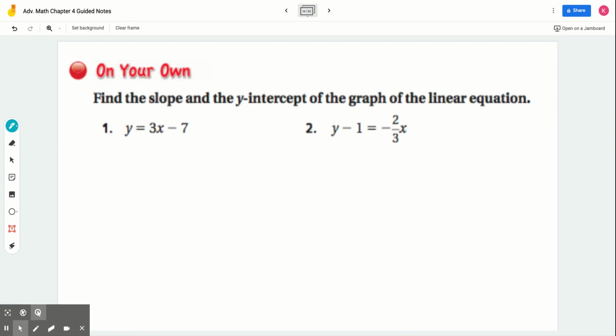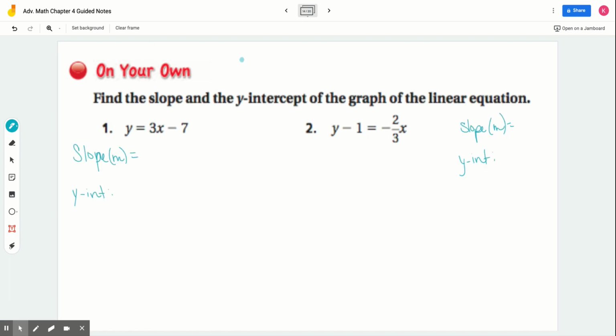On these two problems, we're going to identify the slope and the y-intercept of the graph of the linear equation. So we can do that without even graphing the line. Go ahead and try to pick out the slope and the y-intercept in number 1.